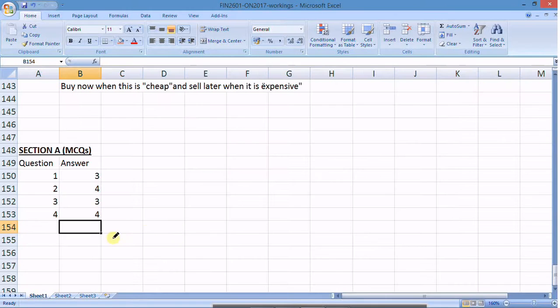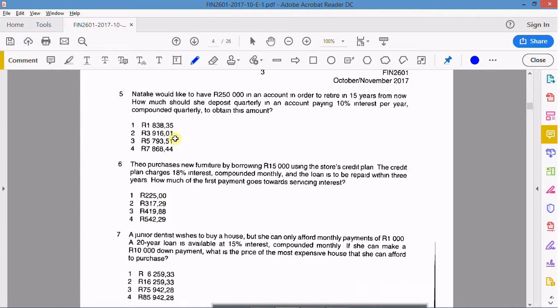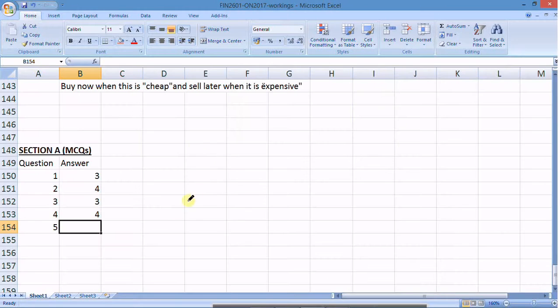Okay, here's your TVM. You've already written everything, that's good. Natalie would like to have that in an account, that's future value, in order to retire 15 years from now. So N. How much should she deposit quarterly? It's times 4, so divide by 4, in an account paying 10% per year. So it's 10 divided by 4, I/Y. And we're looking for the quarterly payment, PMT. How much must she deposit? PMT. Good. Let's just jot those things down.